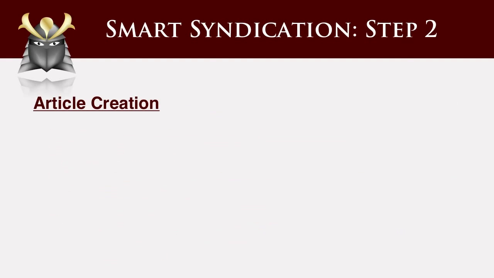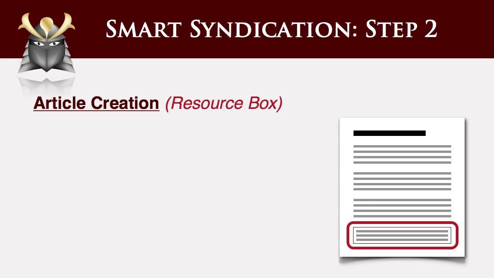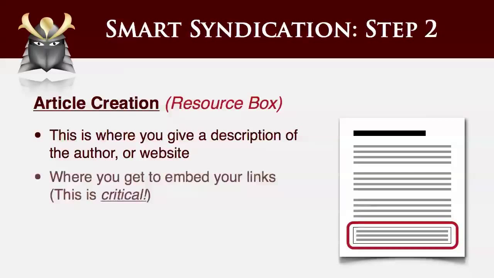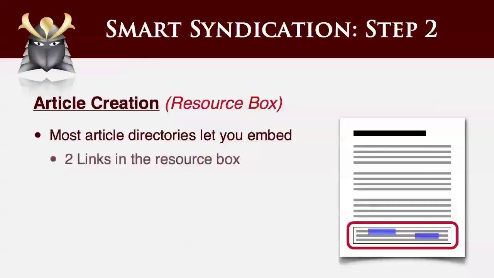Now the third and most important part of an article is the resource box, which is sometimes called the bio box. The resource box is where you get to give a description of the author or the website that you wish to promote. It's also the place where you get to embed your links. And as we're doing article syndication to build links, the correct use of resource boxes is absolutely critical to your link building success. Most article directories let you embed 2 links in the resource box and optionally 1 link within the body of the article.